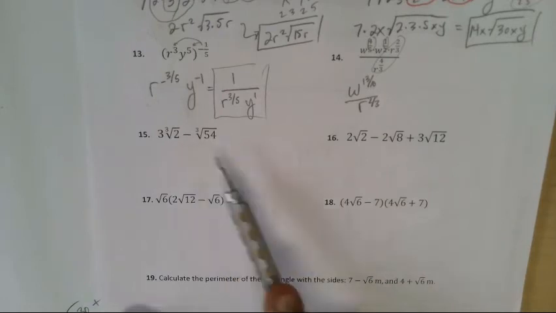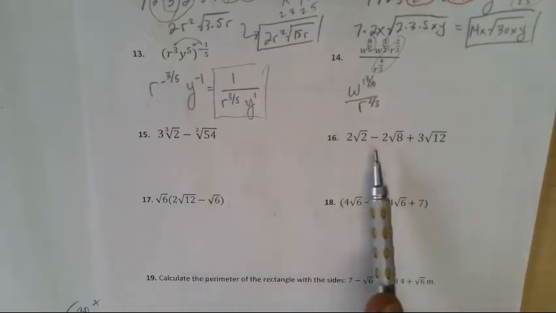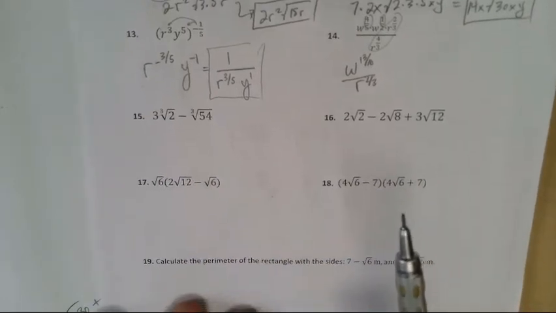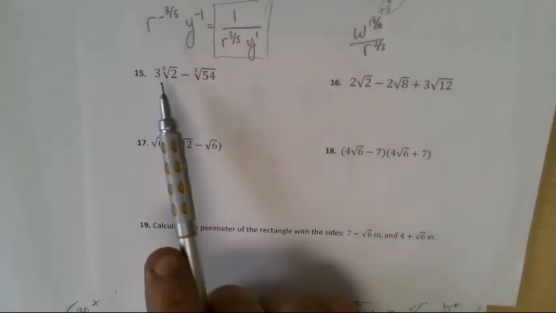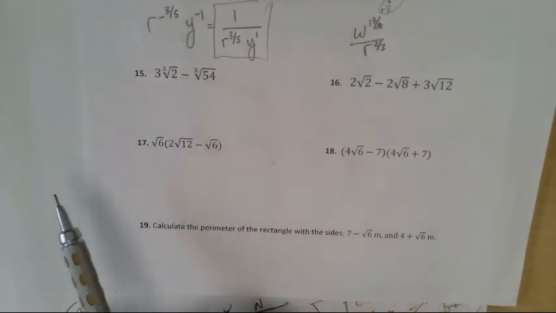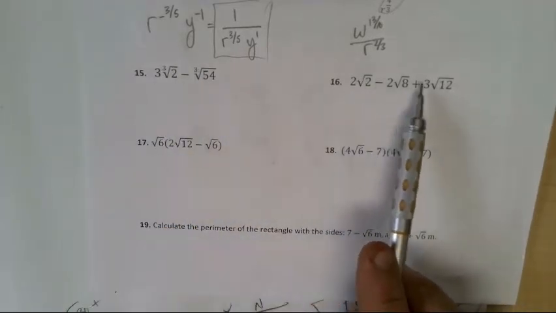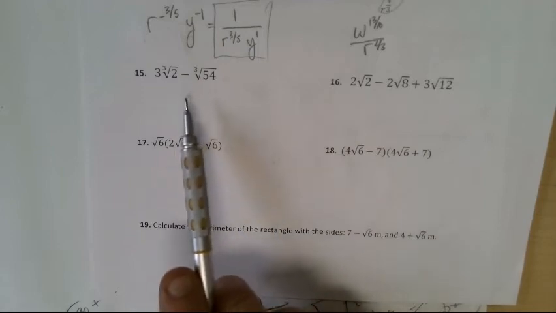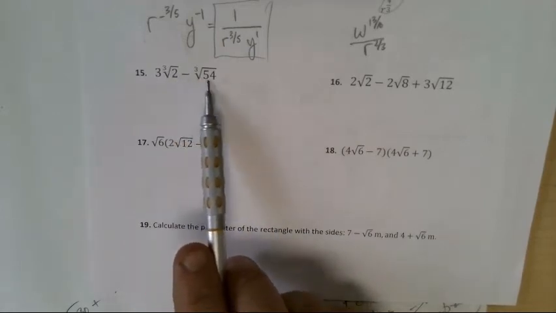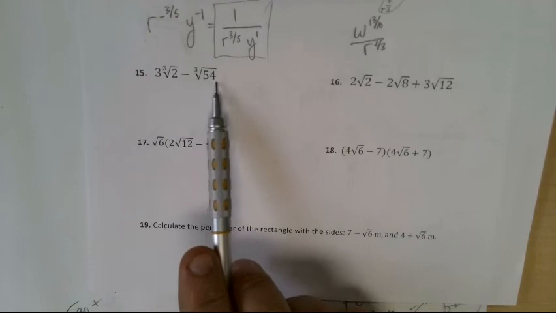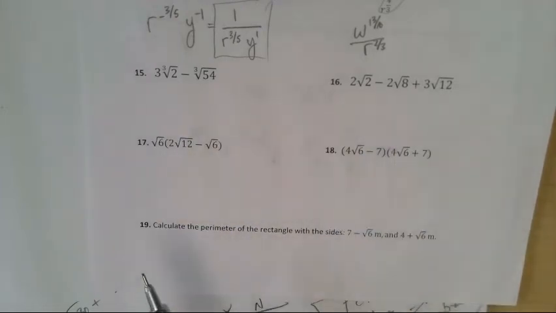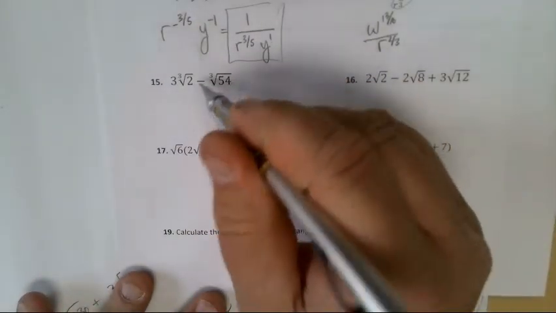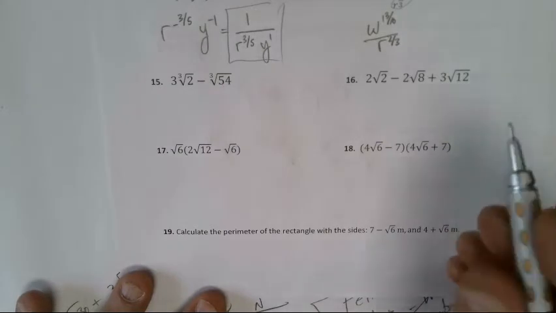Okay, so 15 and 16 are about subtracting and adding radicals. Remember, I can add and subtract radicals if their indexes are the same. So here's a cube root and a cube root. Or here there's square root, square root, square root. So I can add all these and these if they have the same index and the radicand. 2 is not the same as 54. 2 is not the same as 8 or 12. So I've got to try and simplify first, and then maybe I can add them. So here, 2. I can't do anything with 2.